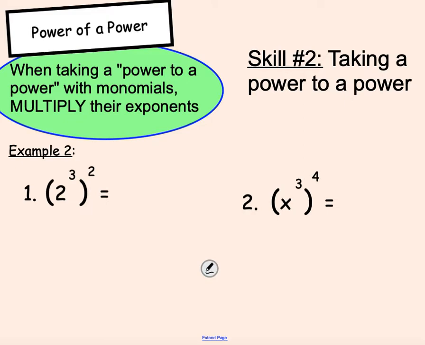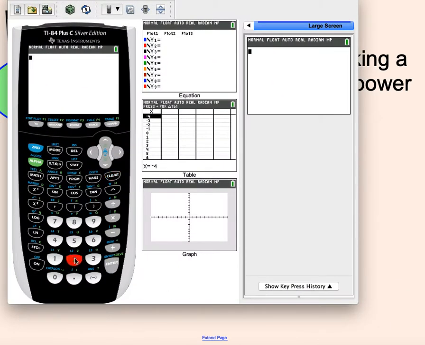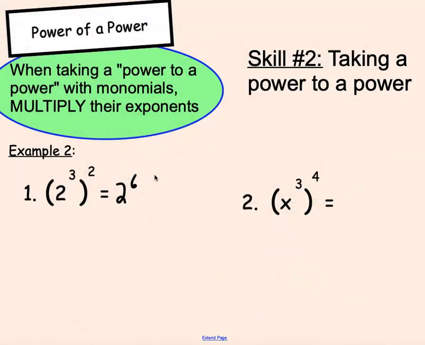Now our next one, we've got a power of a power. Taking a power to a power, you want to multiply their exponents. So this first one, you've got 2 to the third to the second power. So 3 times 2, you multiply a power to a power and you get 6. And how you do that on your calculator, 2 to the 6, you would do 2, caret key, 6, equals, and it's going to tell us 64.